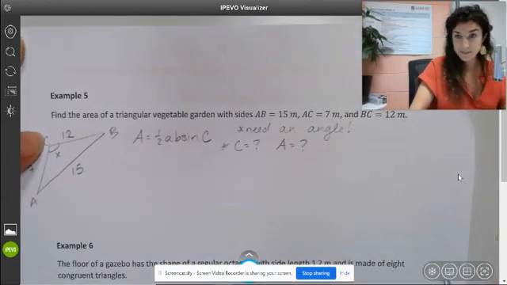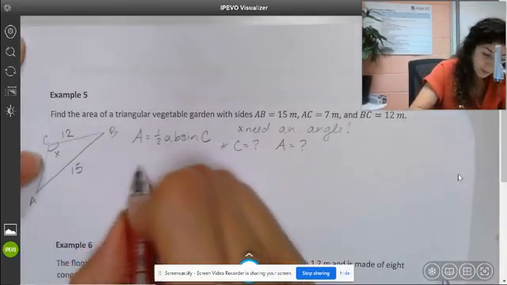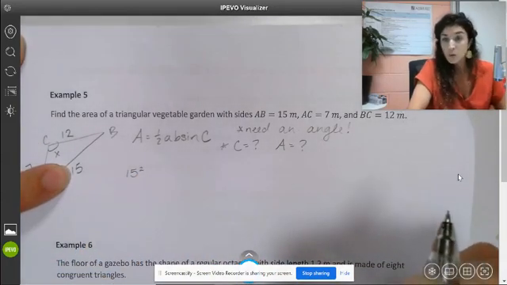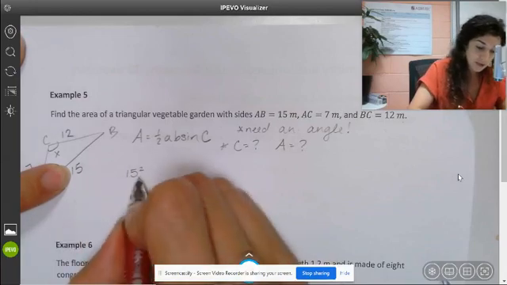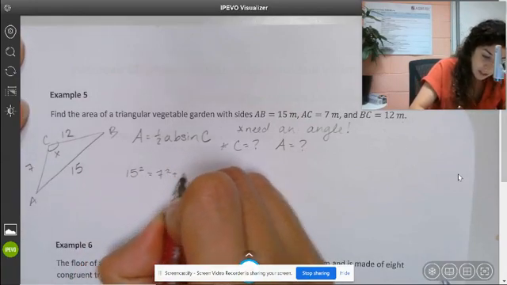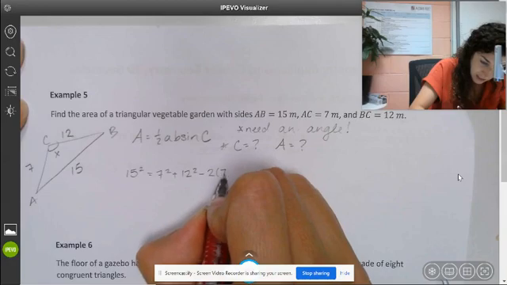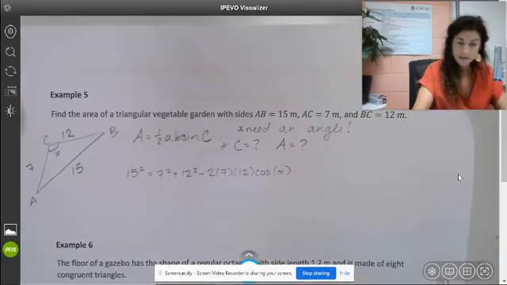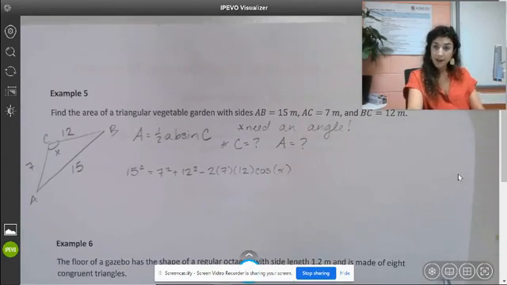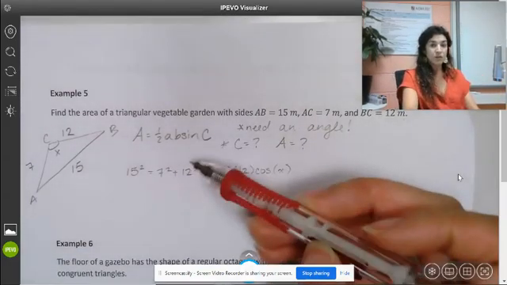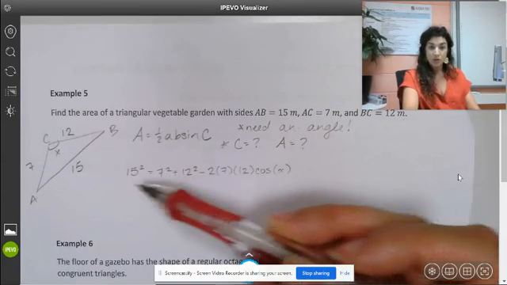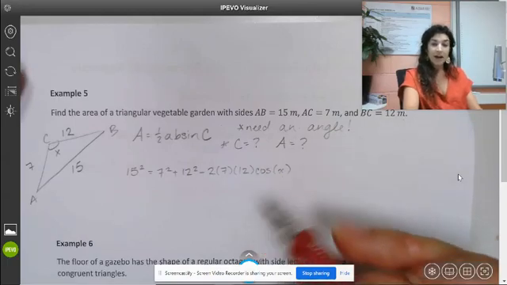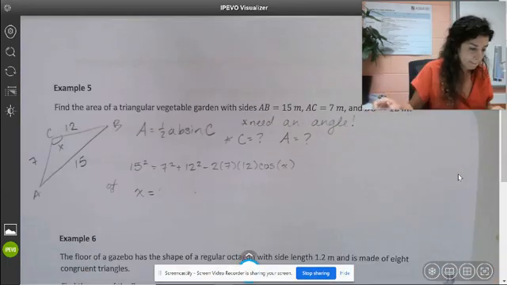C I'll label as X. So I'll remember that with law of cosines, the side length that's opposite of whatever angle we're talking about is what goes on the outside. So 15 squared equals 7 squared plus 12 squared minus 2 times 7 times 12 times cosine of X. Either use your numerical solve or use your PEMDAS operations. Subtract 7 squared, subtract 12 squared, then divide by all of this in the denominator, and tell me what you get for the angle.